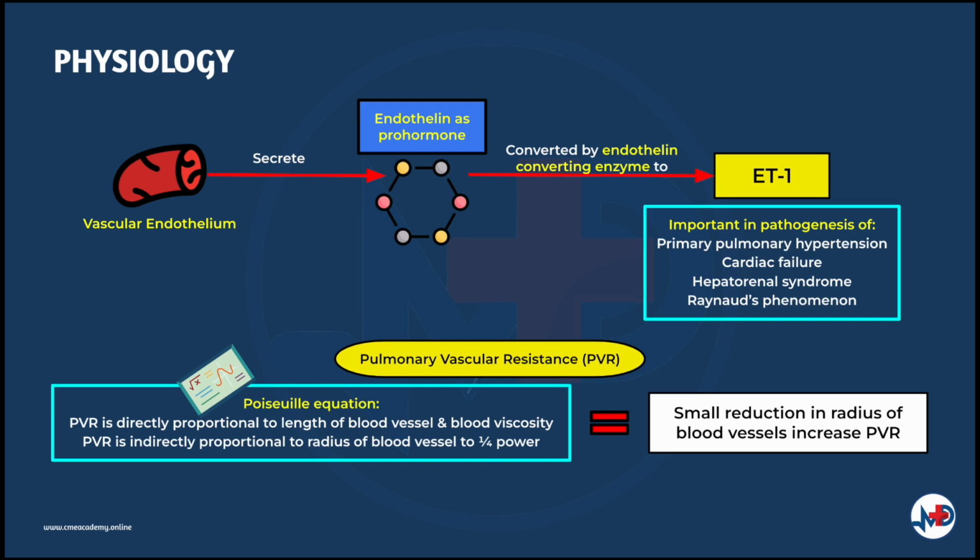According to the Poiseuille equation, the pulmonary vascular resistance is directly proportional to the length of the blood vessel and viscosity of the blood and inversely proportional to the radius of the blood vessel to the fourth power. Hence, a small reduction in the radius of the blood vessels can lead to a dramatic increase in pulmonary vascular resistance.